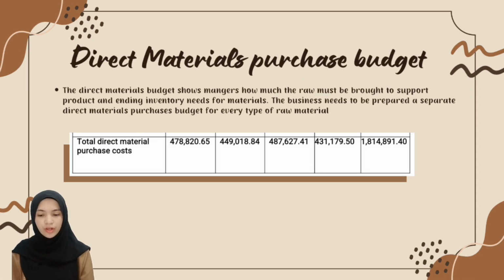Next is the direct material purchase budget. The direct material purchase budget shows managers how much raw material must be bought to support production and ending inventory needs for materials. So the business needs to prepare a separate direct material purchase budget for every type of raw material. The total of all material purchase cost is in the table above.